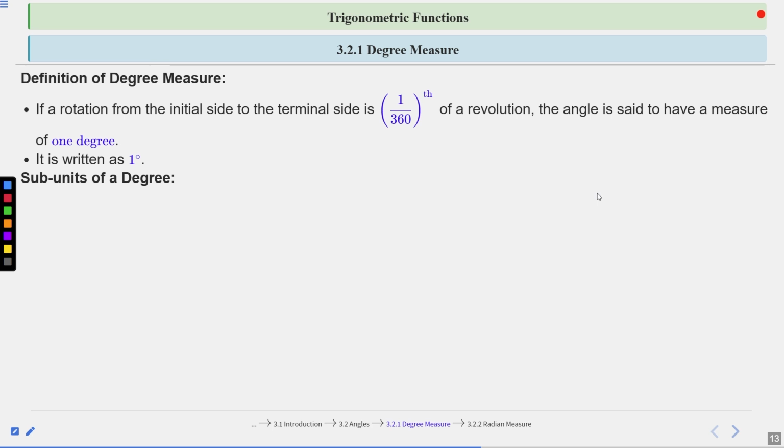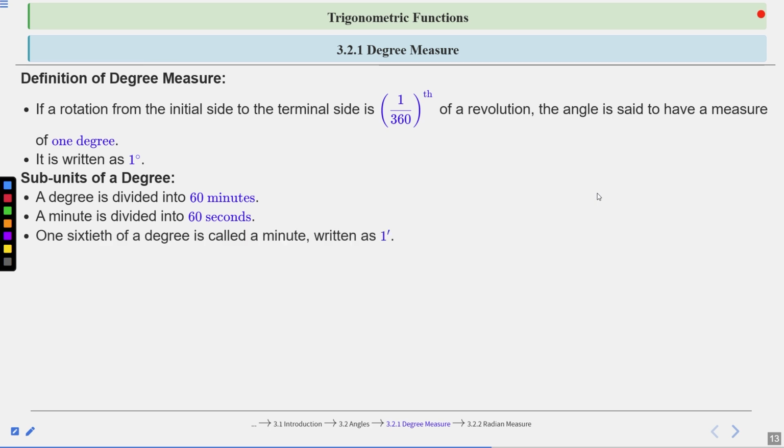Now subunits of a degree. We break a degree into minutes. So in general, a degree is divided into 60 minutes. So 1 degree is equivalent to 60 minutes. And you can break a minute into seconds, and the relation is 1 minute equivalent to 60 seconds.